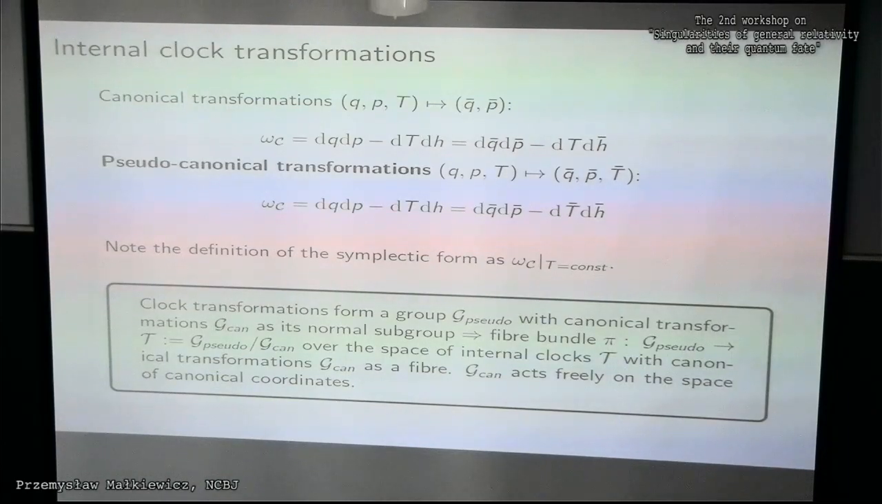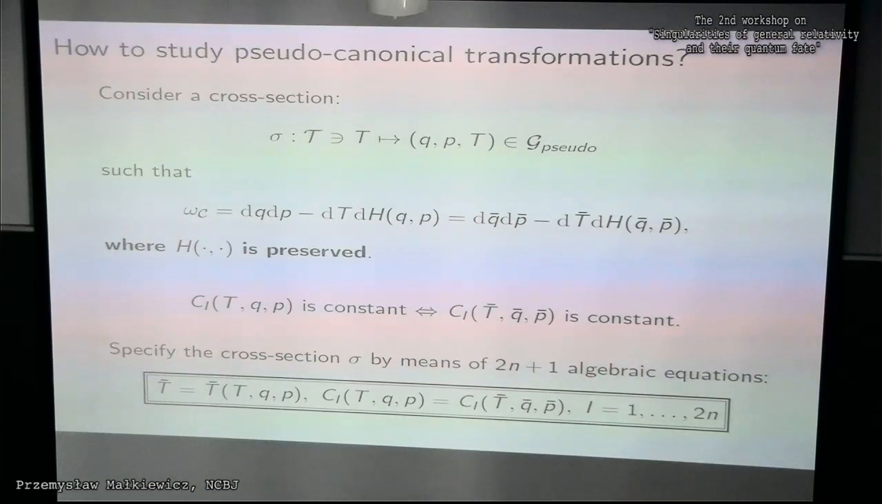So the clock transformations form a group, and it turns out that the group of canonical transformations is a normal subgroup. So it has the structure of a fiber bundle, where the total space is the group of these pseudo-canonical transformations, the fiber is the group of canonical transformations, and the base space is the space of clocks, which is the coset set. And I assume that this bigger group acts freely on the space of contact coordinates. Notice that I'm not saying canonical coordinates, I'm saying contact. That means that I add the internal clock as another coordinate. It acts freely, so I can identify this structure with the space of contact coordinates.